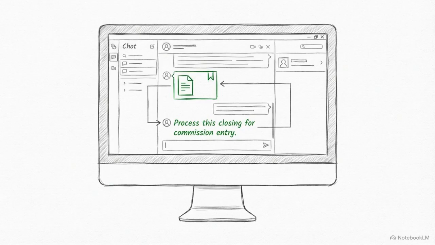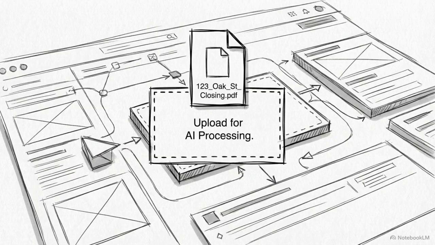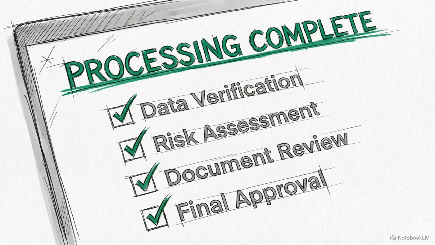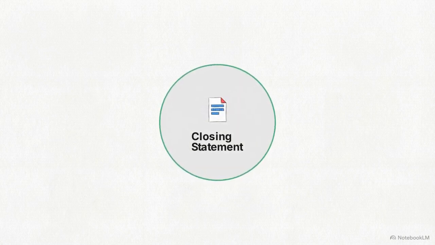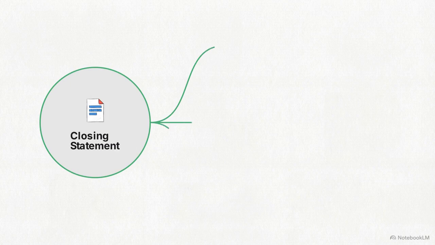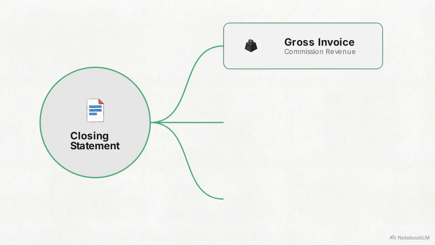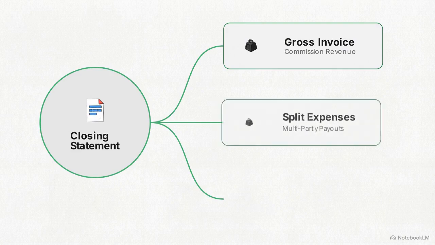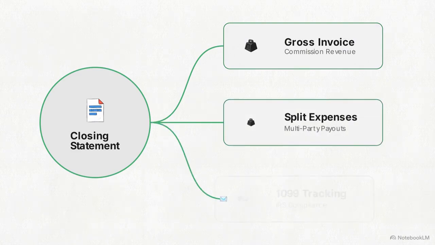We can solve this by building an automated orchestration layer. Instead of typing out data, you simply drag your PDF closing statement into an AI interface, and the system handles the reconciliation. This diagram shows how the AI processes that PDF. The central document converts into 3 distinct actions. It creates an invoice for the gross amount, generates expense records for the splits, and updates your 1099 tracking ledger.